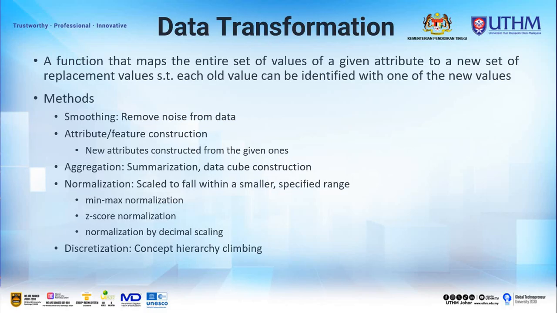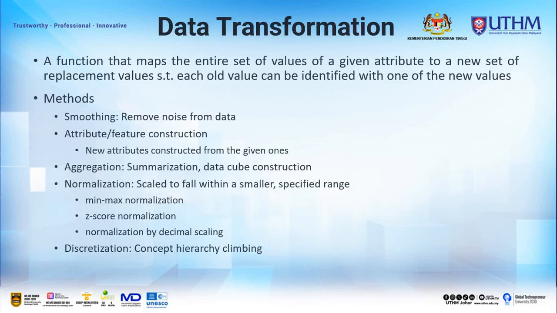So there are a few methods that we can use to transform your data. The first one is smoothing. Smoothing, basically we try to remove the noise from your data. Okay, so it tries to reduce fluctuations. It's a technique to reduce the fluctuation, which makes the data cleaner and more reliable for analysis.